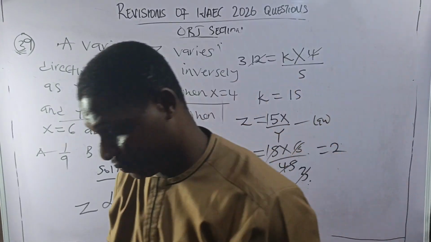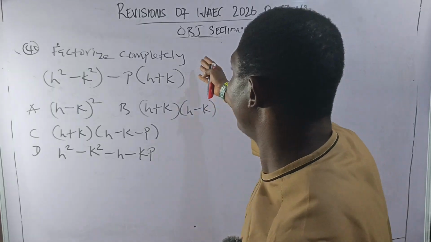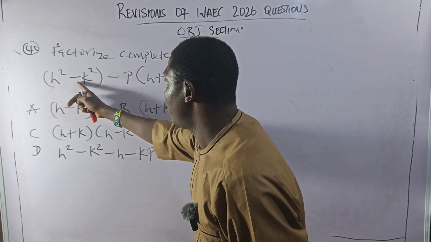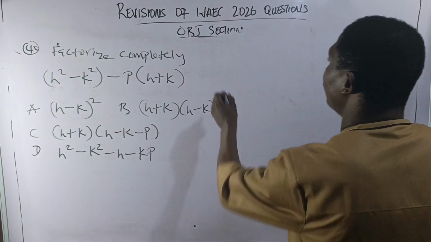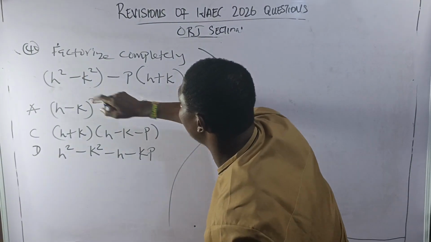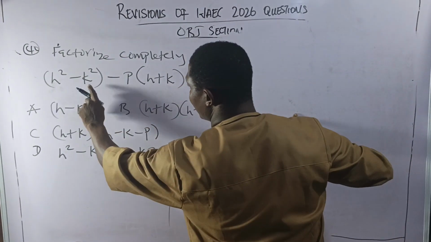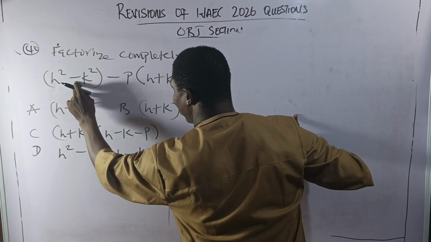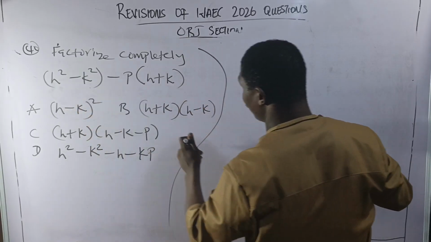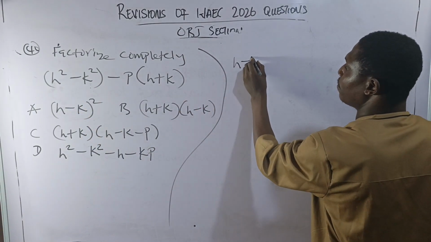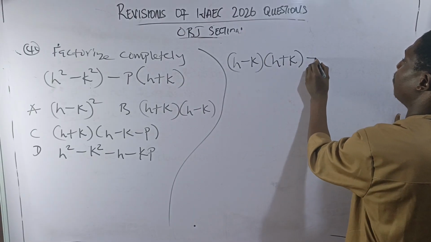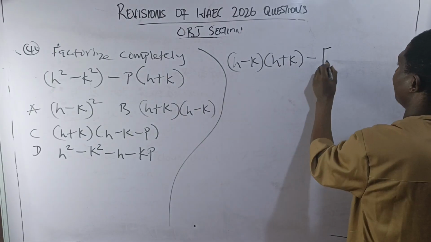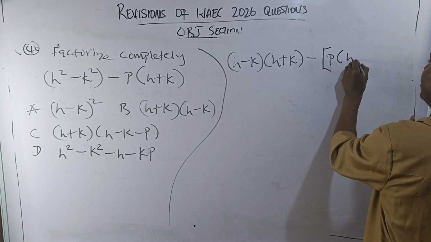Thank you. Question 40 says, factorize completely h square minus k square minus p bracket h plus k. How do we do that? You can simply see that the first bracket is h square minus k square. Since both are square and they have a negative sign in between, it is a difference of two squares, which gives me h minus k in bracket h plus k. Minus, enclose bracket, since there's a minus there, p bracket h plus k.